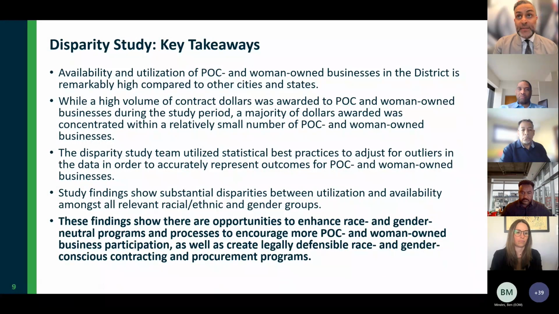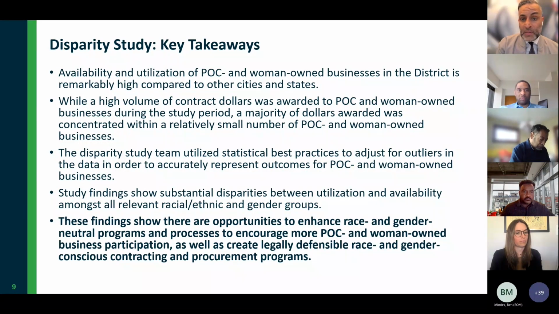So before we get into some of the details, I do want to, at a high level, go over key takeaways from the study. First, once we measured actual participation and availability, what we found was that the availability and participation of POC and women-owned businesses in DC government work was remarkably high compared to other cities and states, and we'll show some comparisons in just a couple of minutes.